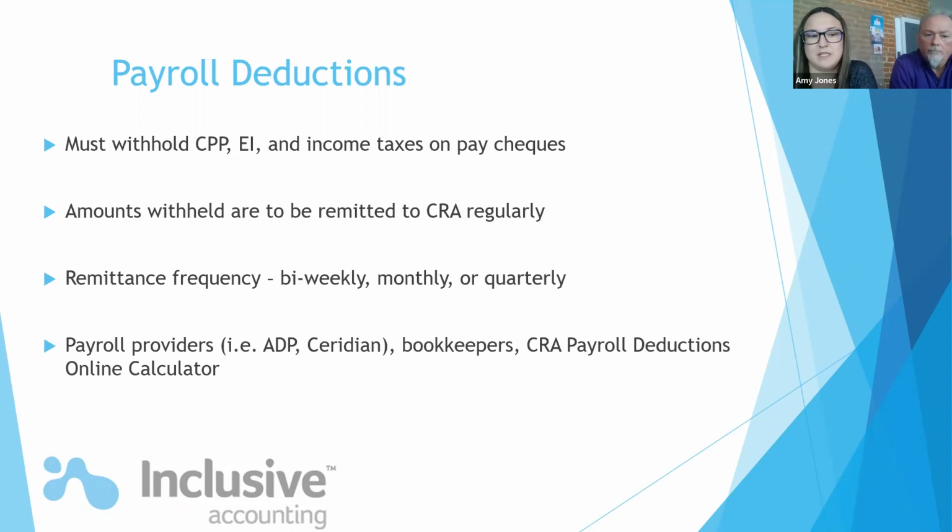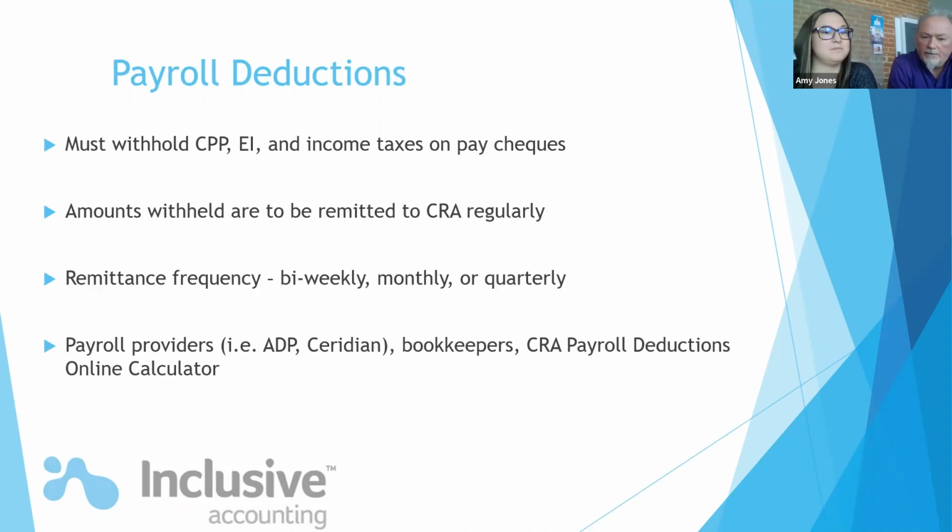There are a couple of different ways to do your payroll source deductions. The first one is to use a payroll provider. There are many different types of payroll providers out there. You can do it through QuickBooks Online, or use ADP or Ceridian. They're just a couple of different providers that can do it for you. There are bookkeepers as well that know how to do payroll and can help you with that. If you want to do it yourself, there is also a CRA payroll deductions online calculator, where you enter the amounts and it will spit out what you need to pay for source deductions.